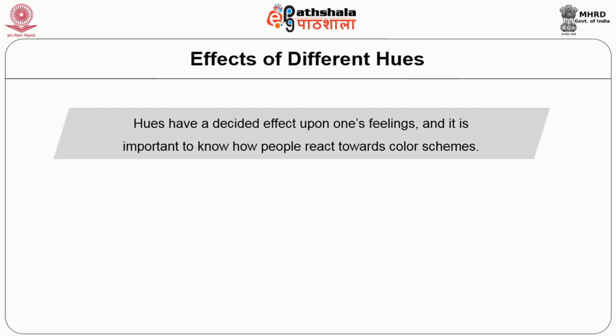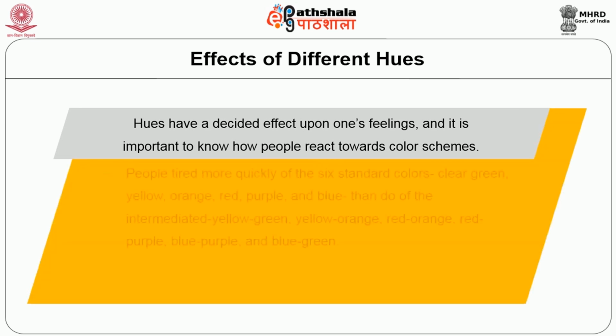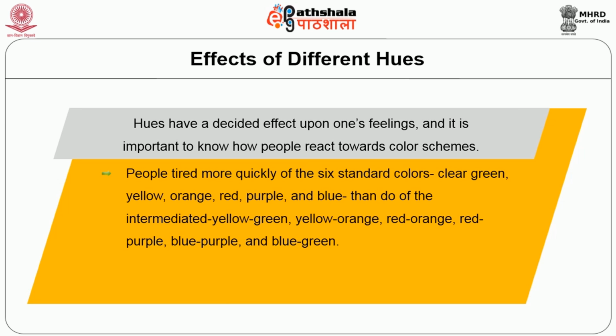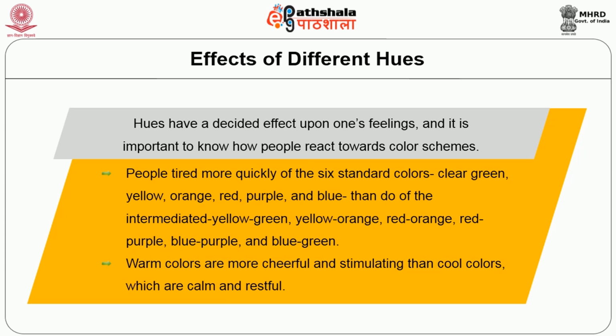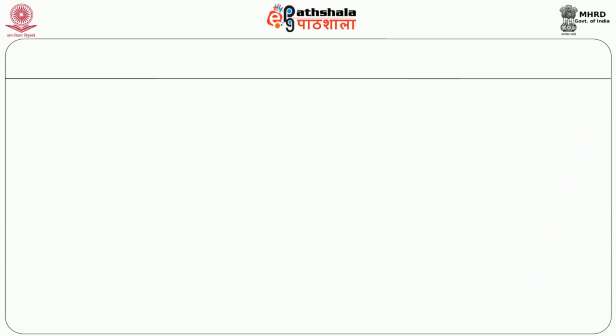Hues have a decided effect upon one's feelings, and it is important to know how people react towards color schemes. People tire more quickly of the six standard colors, clear green, yellow, orange, red, purple and blue, than of the intermediate yellow-green, yellow-orange, red-purple, blue-purple and blue-green. Warm colors are more cheerful and stimulating than cool colors, which are calm and restful. Next, we'll see the second color property, that is value.